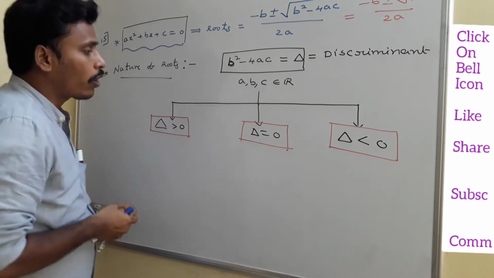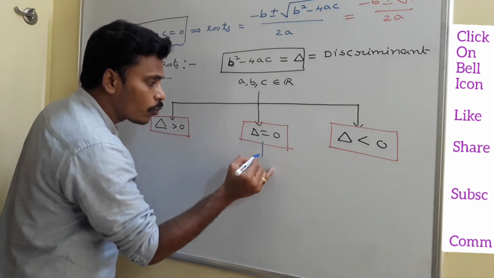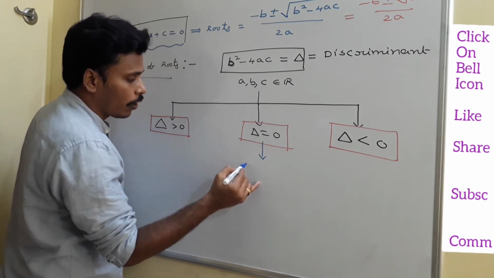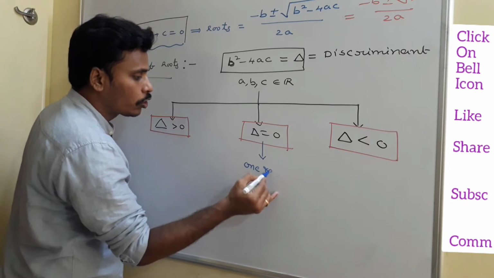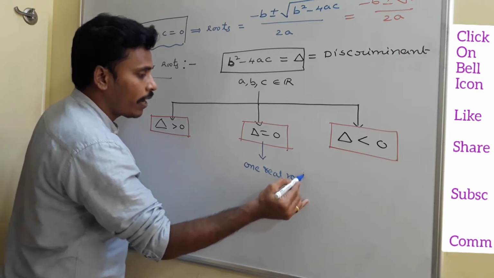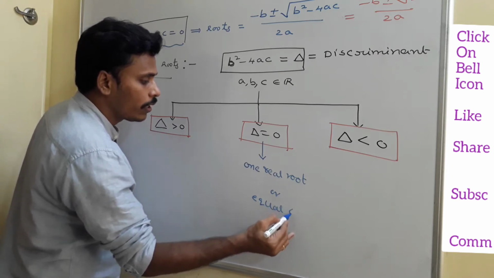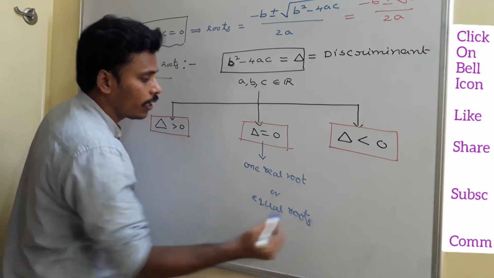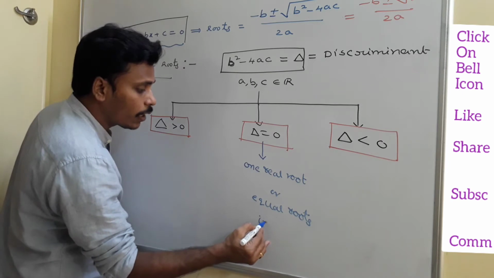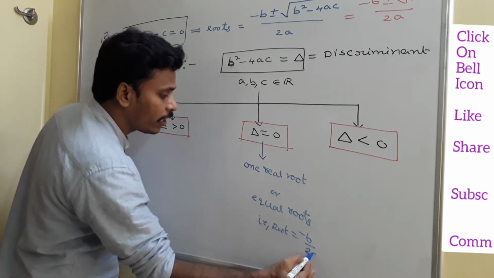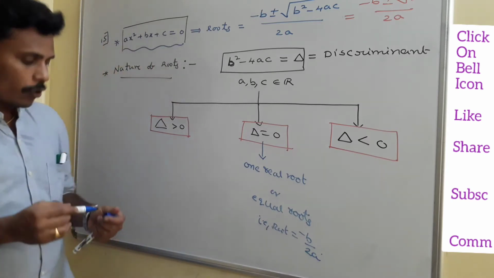Okay, what I am going to conclude is, if delta is equal to 0, we have only one root, or you may say equal roots. One real root, or you may say equal roots. Equal roots means the two roots are equal, and that equal root is minus b by 2a. There is only one root.